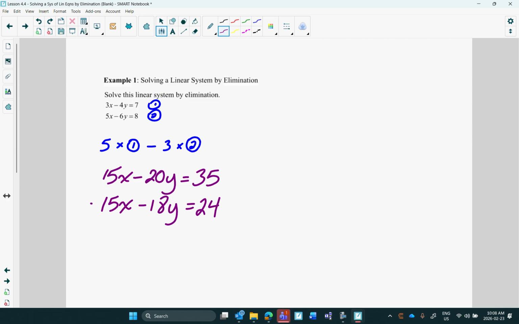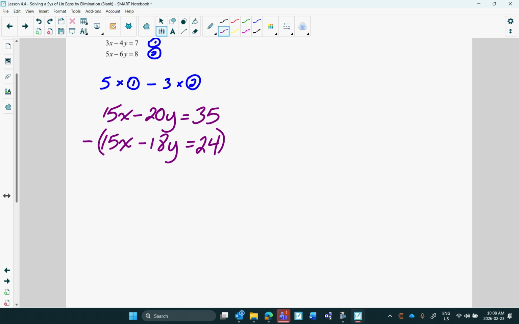Now we can subtract the 2. Now remember, the subtraction has to apply to everything inside. So 15x minus 15x, gone. Be careful with this one. -20y minus -18y.